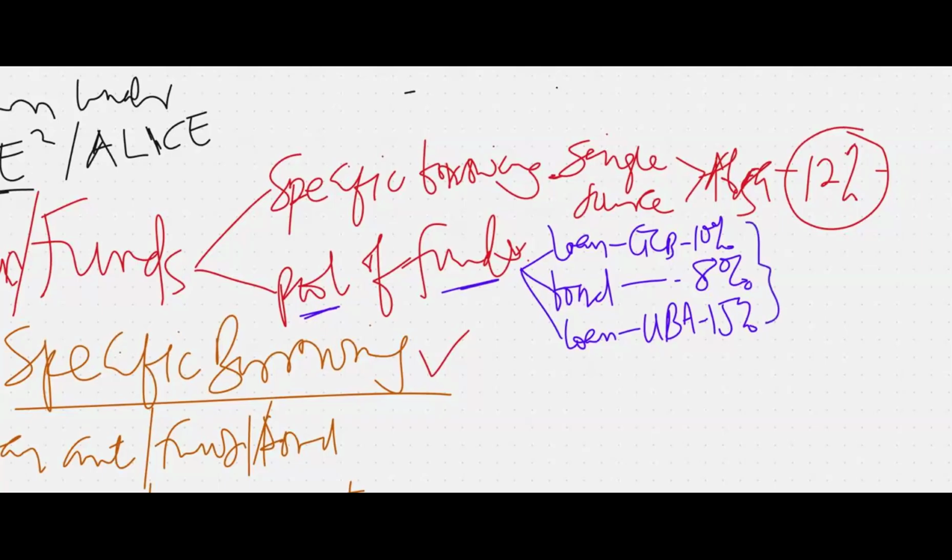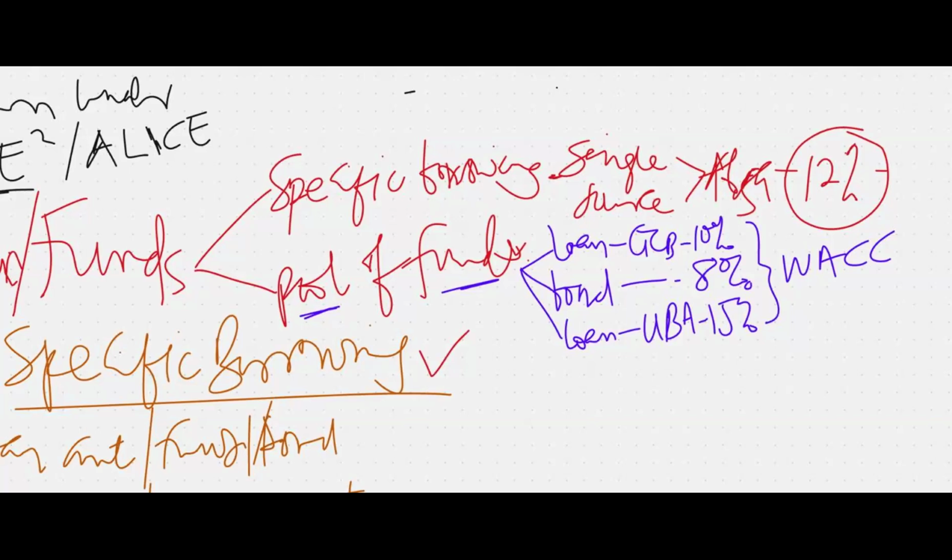We have to find a single rate. And the name of that rate is called the weighted average cost of capital. Because the business is taking sources of funding from different companies, from GCB alone, from UBA alone, and from the bond market, all together three. And they all have different rates. The bond has a coupon rate of 8%, the GCB loan has 10%, the UBA loan has 15%. So we have to put all together and find a common cost of capital, which is a common rate.